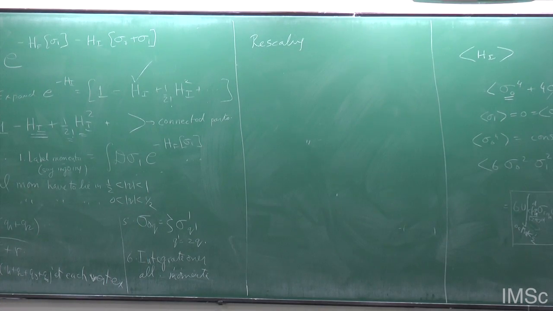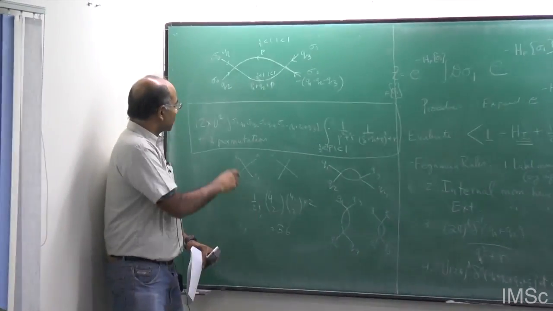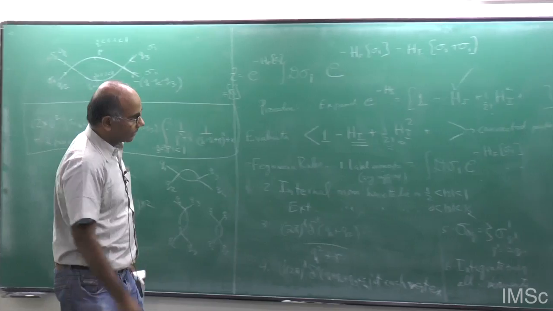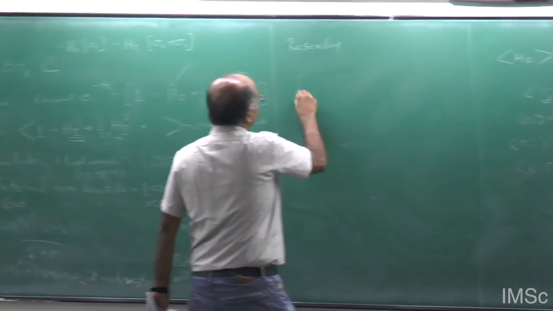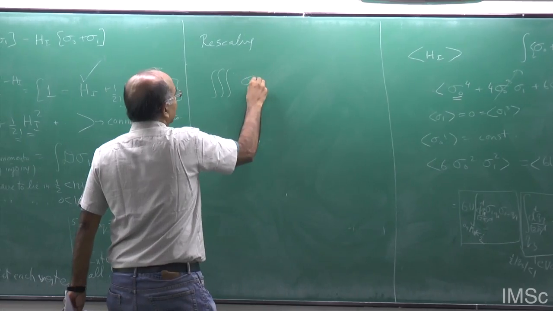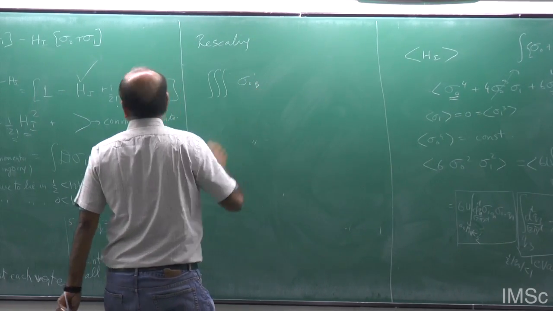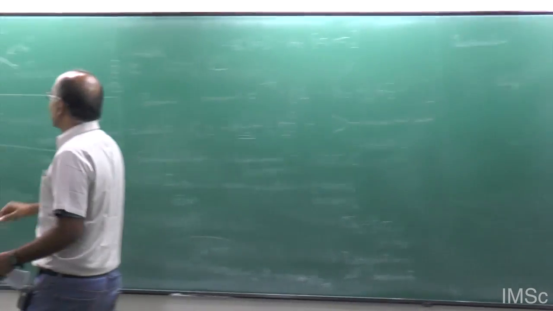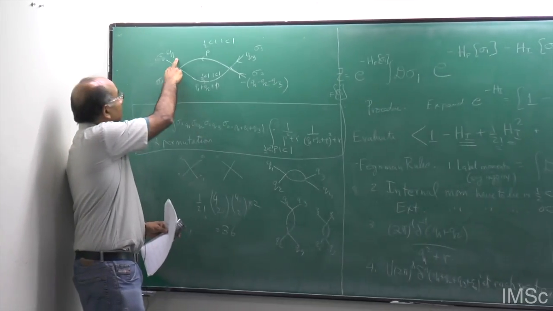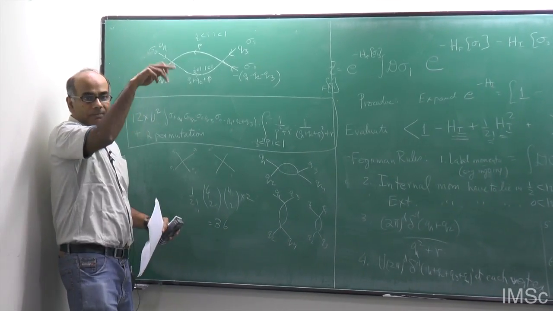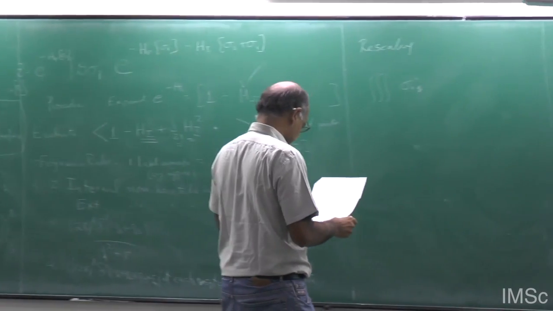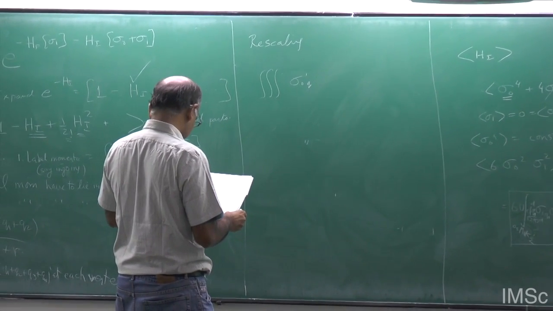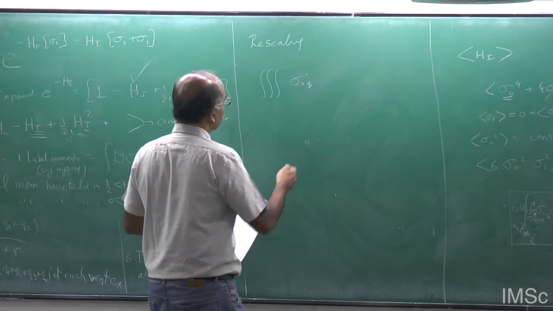So in this expression, I'm going to rescale. So sigma naught will be replaced by this guy, right? So I'll write this as sigma naught prime. Now what is q prime? I'm going to call it q1 prime. So q1 is q1 prime by 2. So anyway, q1 prime.